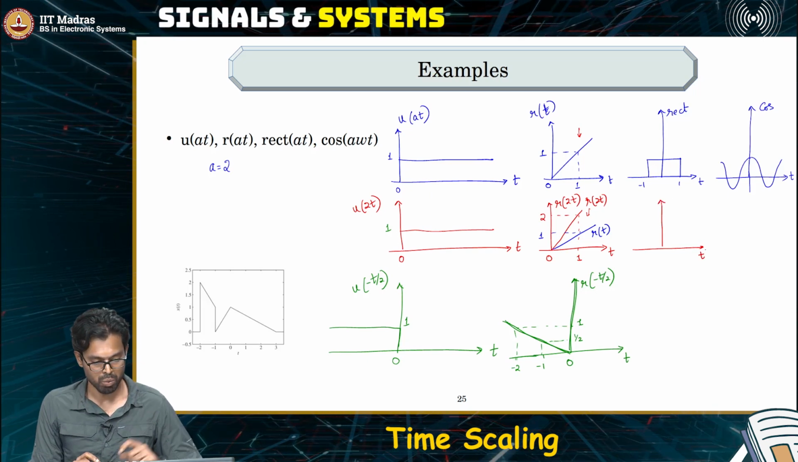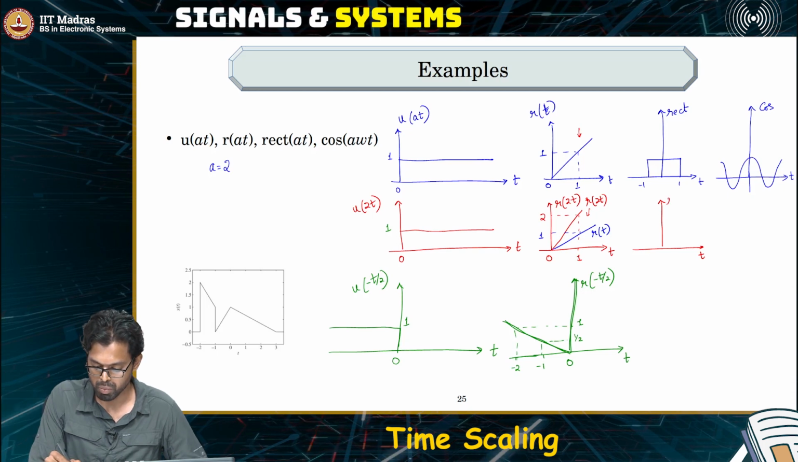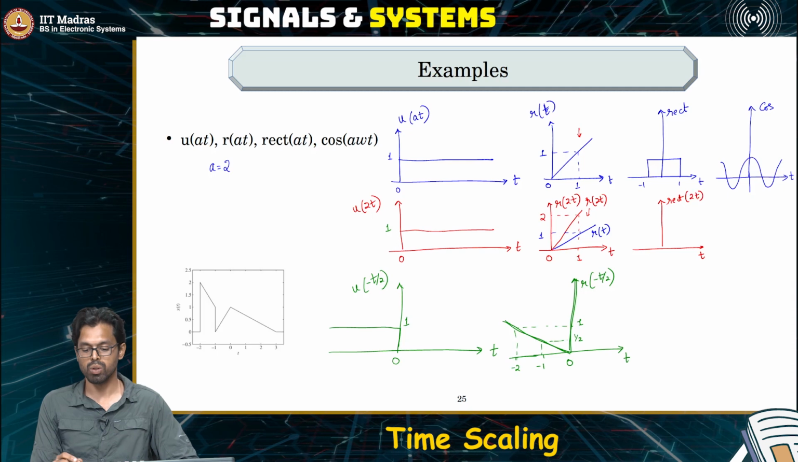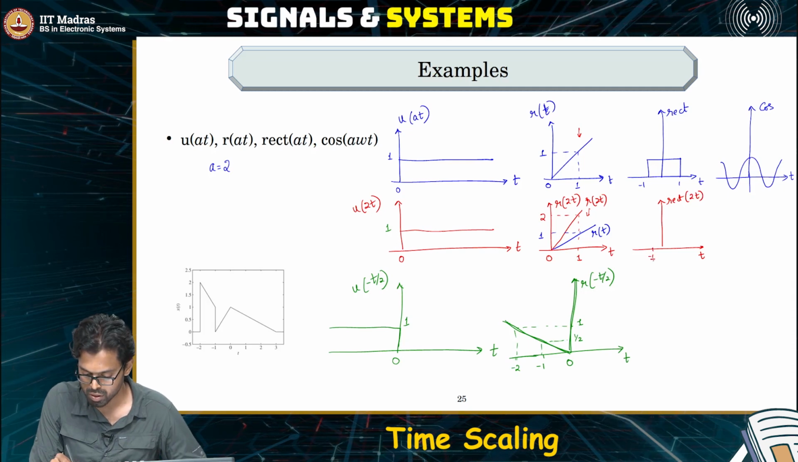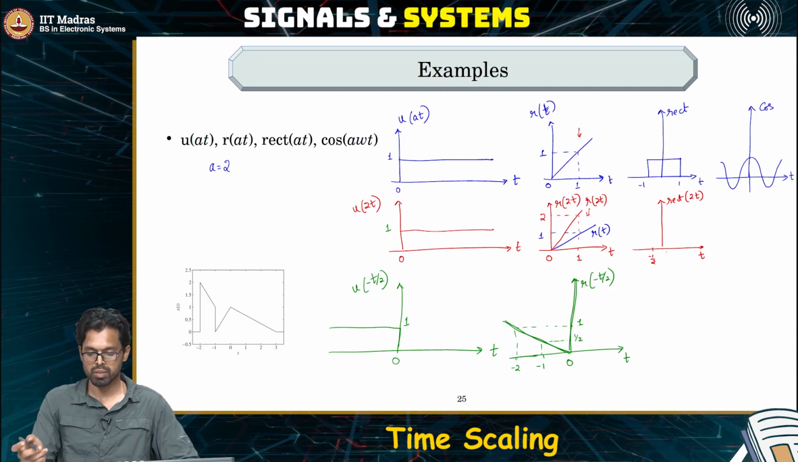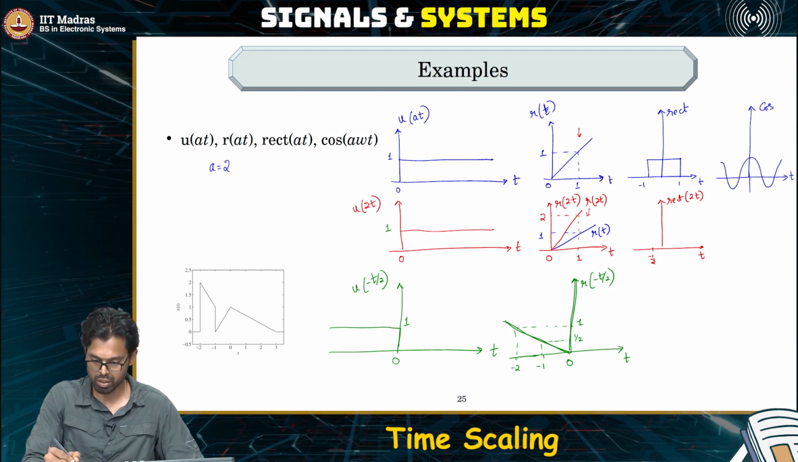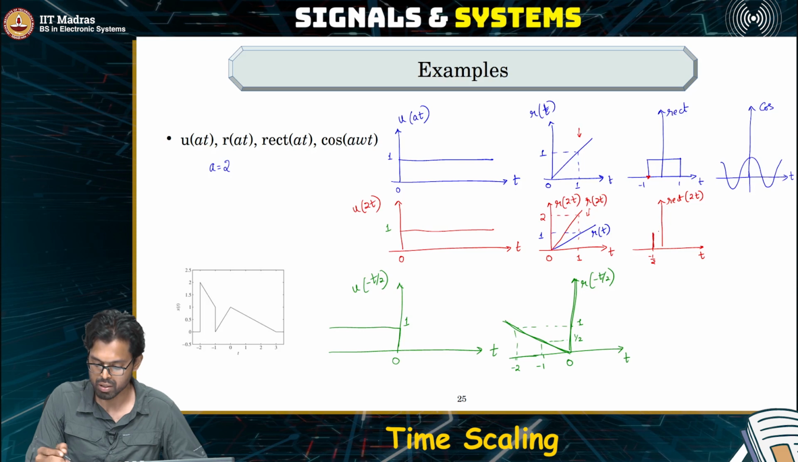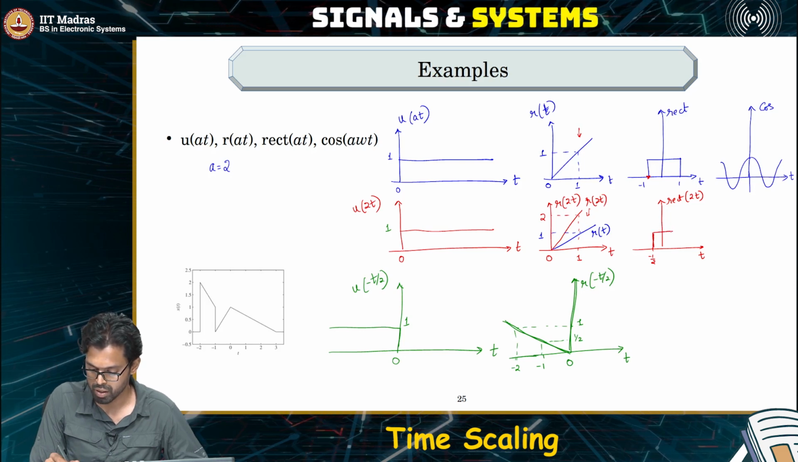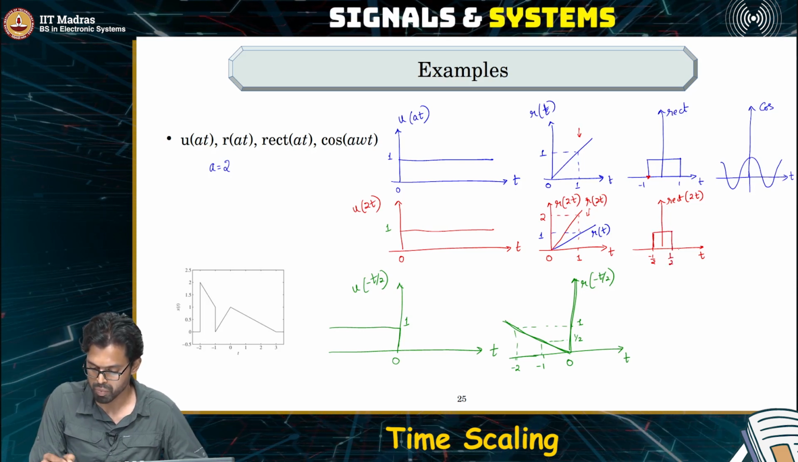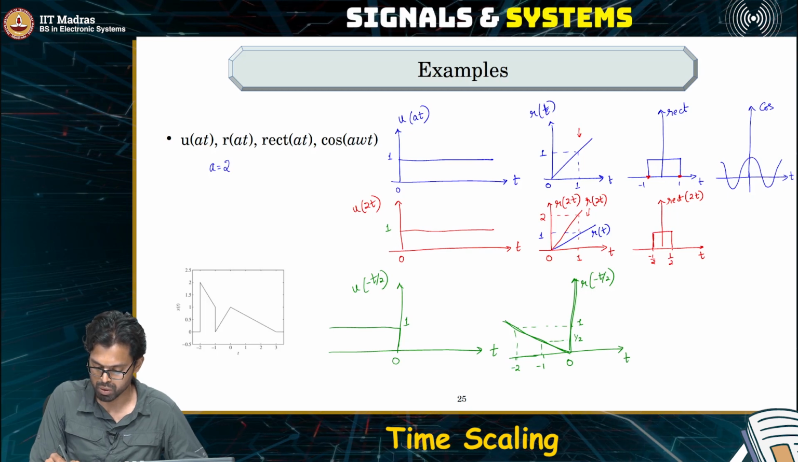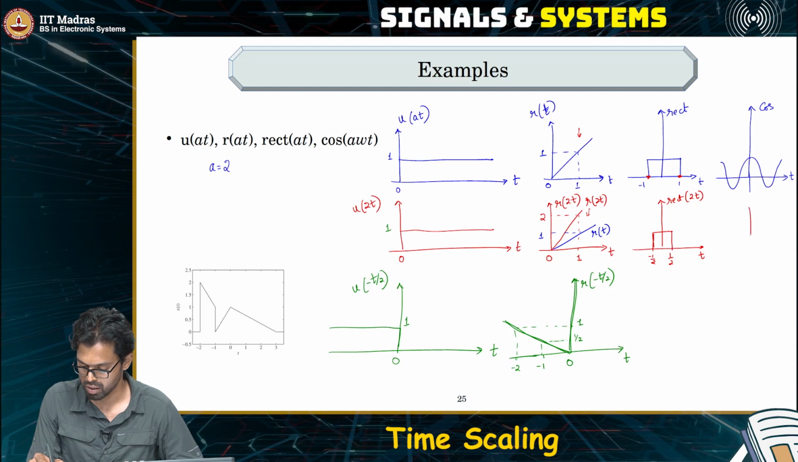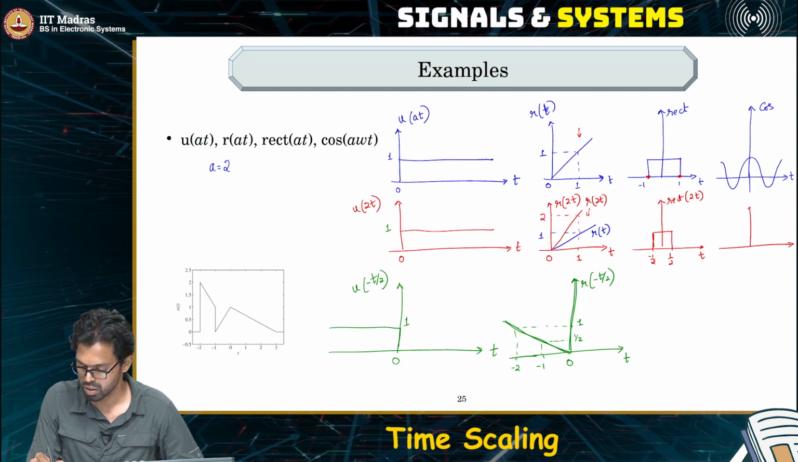Okay, so once again we are trying to plot 2 times t, which means at t is equal to minus half, we'll have rect of minus 1. This point gets mapped to minus half, and this point gets mapped to plus half. Okay, and what happens to the cos function?